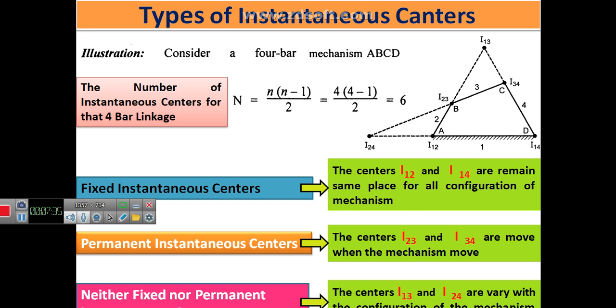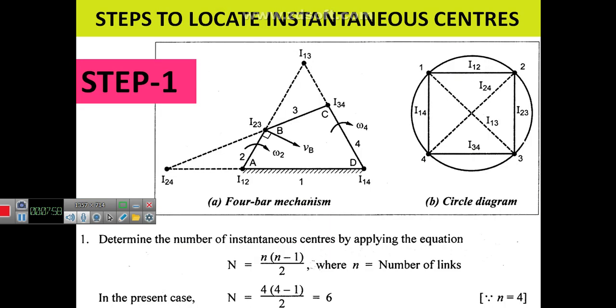That is the imaginary one, the extension of the links: I13 and I24. These are all named as neither fixed nor permanent instantaneous centers. So totally we have 6: 2 fixed instantaneous centers, 2 permanent instantaneous centers, and 2 neither fixed nor permanent instantaneous centers for the given arrangement.